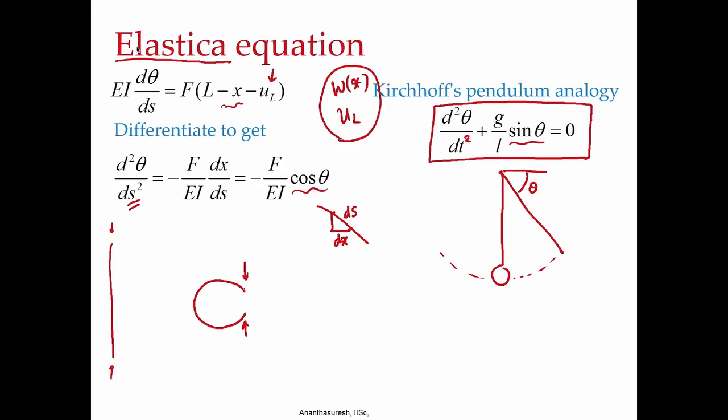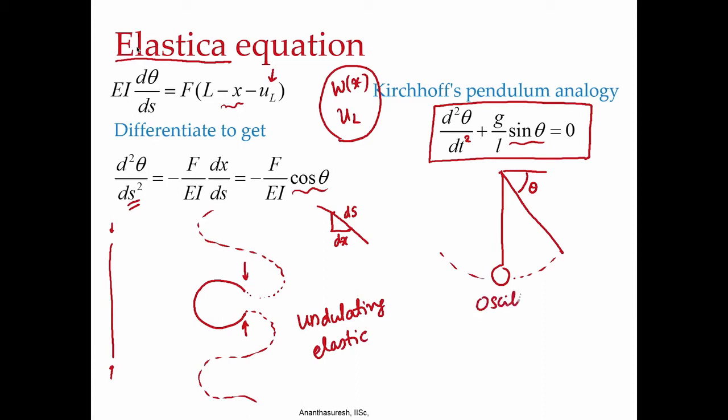If it buckles on both sides, it is going to become something like this, and if the beam were to be longer, it will actually go like this. So, this is called the undulating elastica. Elastica is the deformed profile of the beam. It is undulating, meaning oscillations, just like the oscillations of the pendulum that undergoes large traversals.